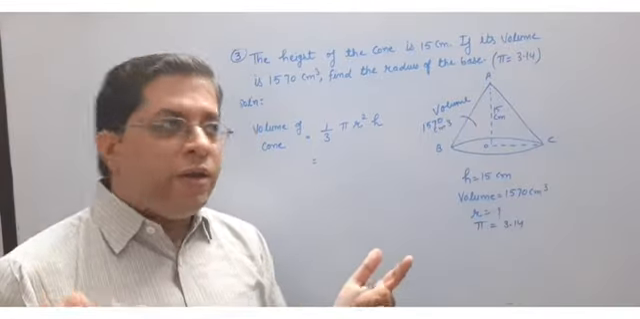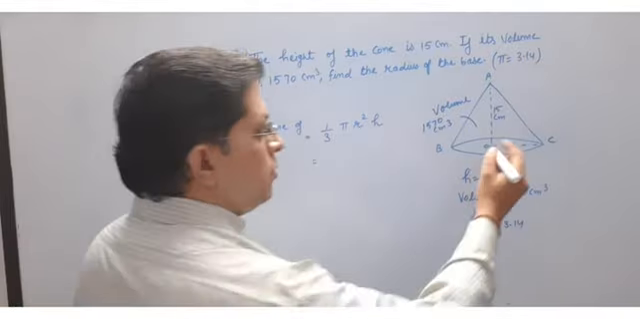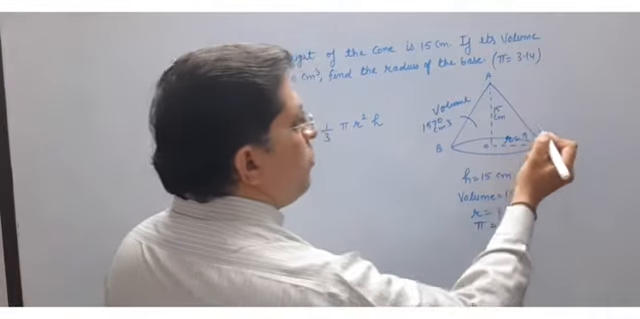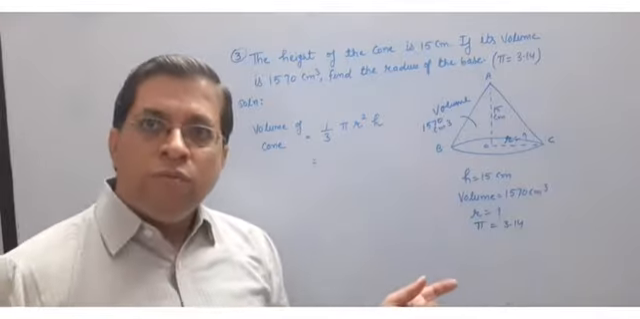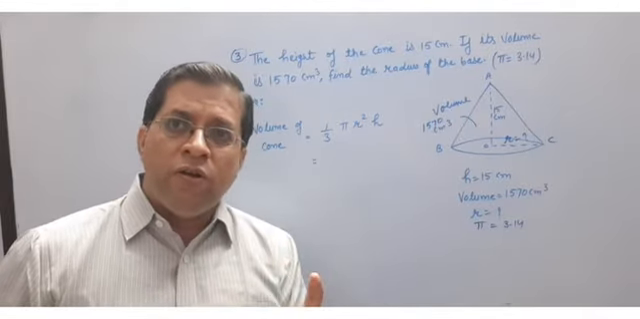What do you have to find? You have to find the radius of the base, r. It is very easy, no? What is the thing that is given to you?